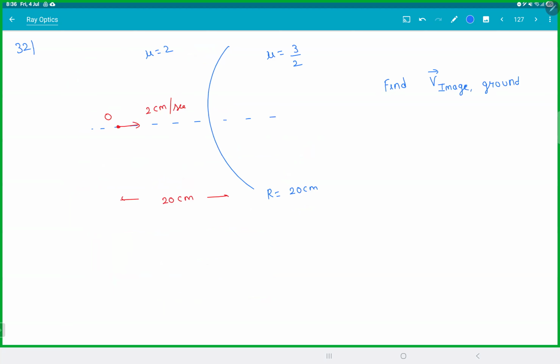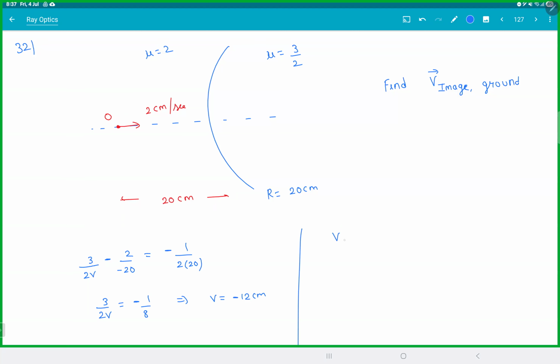Now you just need to find u and v and substitute here. So what is v? Mu2 is 3/2, so 3/2 by v minus mu1, which is 2, by minus 20, equals (mu2 minus mu1), which is half, by R, which is 20. That is minus 1 by 40. So 3/2v equals minus 4 by 40 minus 5 by 40, minus 1 by 8, and we get v is equal to minus 12 centimeters. It's a virtual image.